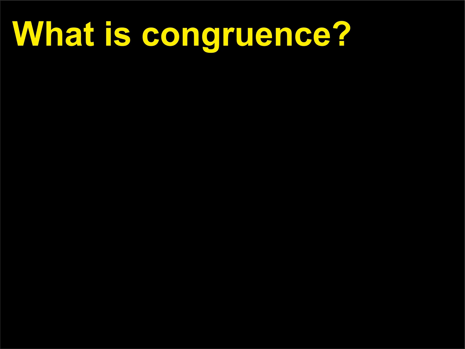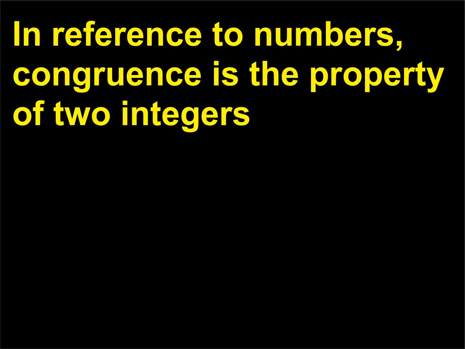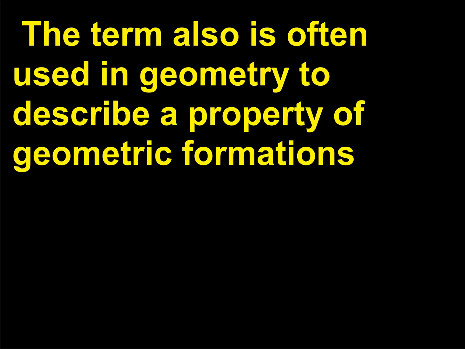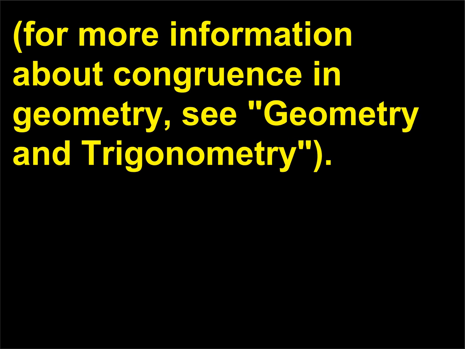In reference to numbers, congruence is the property of two integers having the same remainder upon division by another integer. The term also is often used in geometry to describe a property of geometric formations. For more information about congruence in geometry, see geometry and trigonometry.